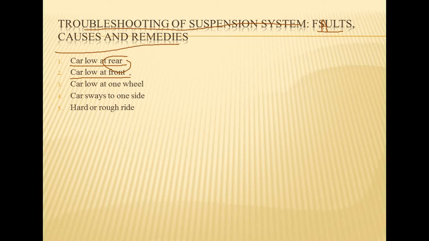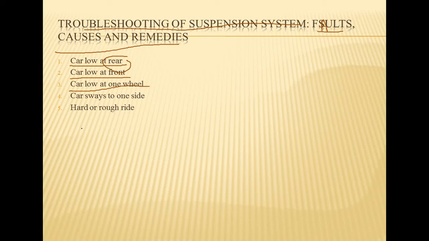Then in the case of car low at one wheel, if weak springs are there or these are broken, then we have to replace them. If tire pressure is uneven, then again inflate to correct pressure. If loading is uneven, then arrange the load for its even distribution. And if there are worn or damaged suspension components, then check and replace the damaged or worn bushes in the suspension system.